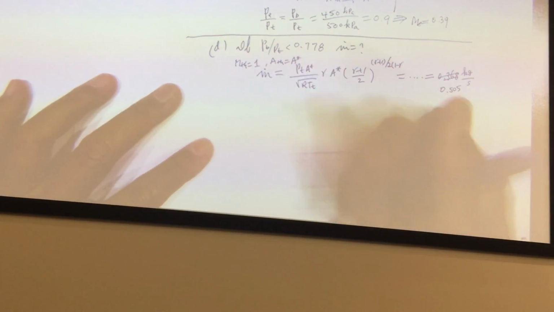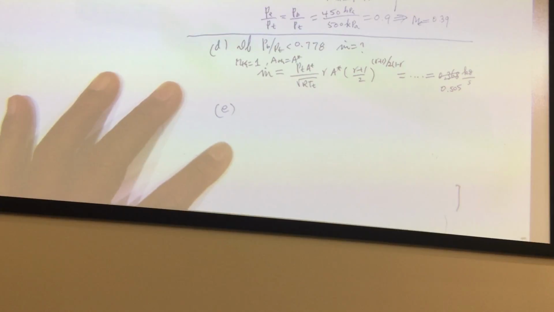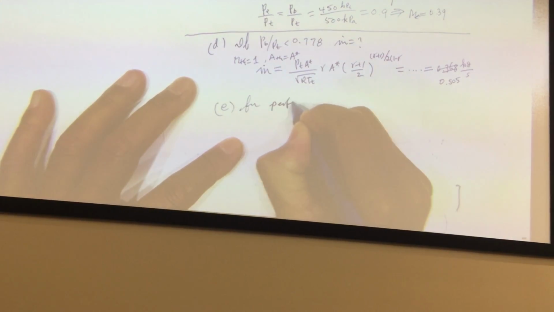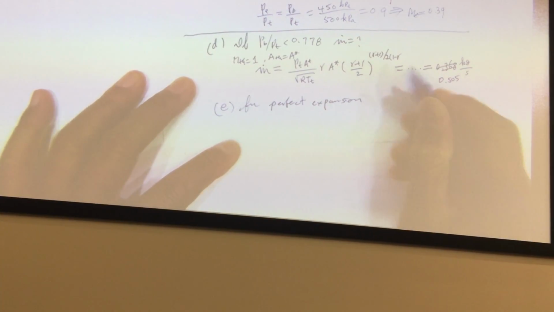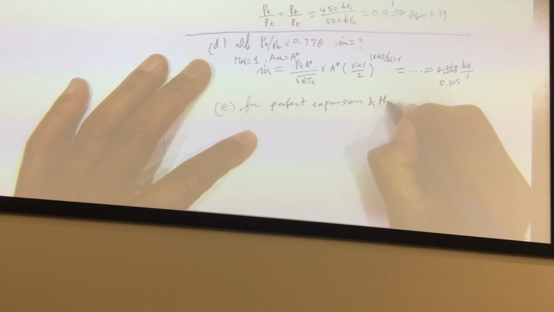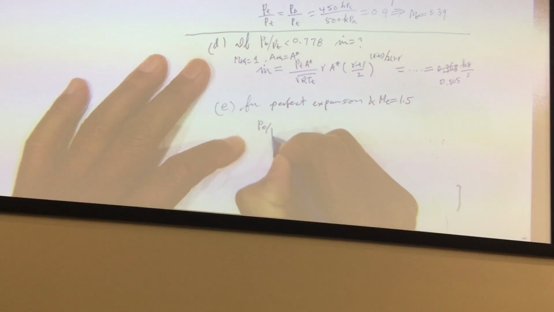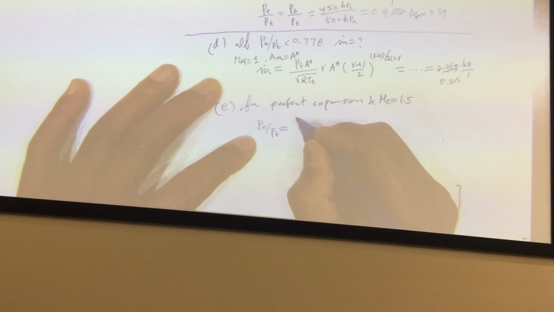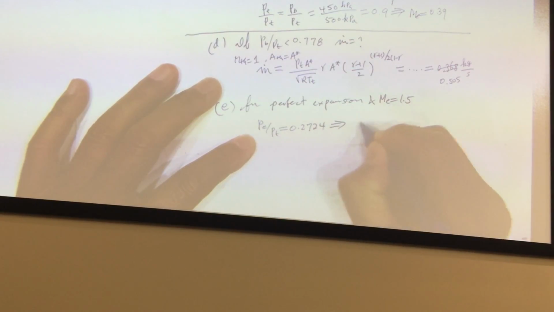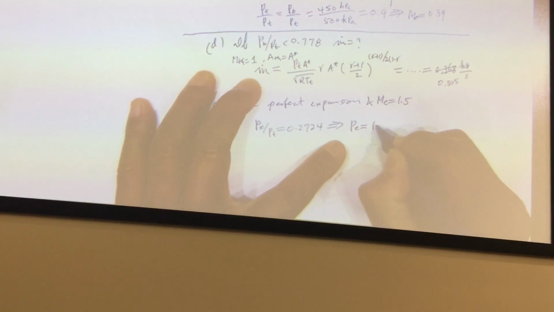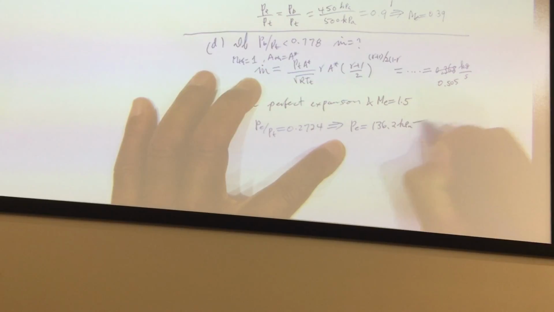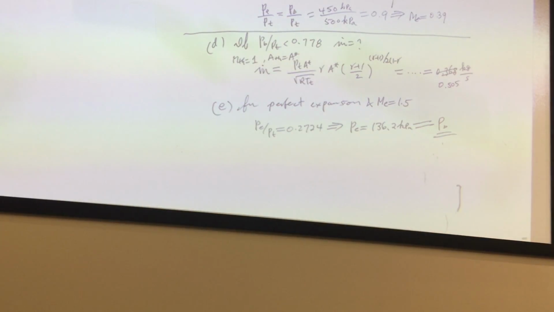And I would add a small question here, which is not in your textbook. For perfect expansion, and ME equals 1.5, you have a PE over PT equal to 0.2724. So this will give you PE equal to 136.2 kilopascal. And this has to be equal to PB because you want a perfect expansion. That means there will be no shock wave and there will be no expansion wave outside. So that makes the flow perfect expansion. So this is like 0.5 on that graph.